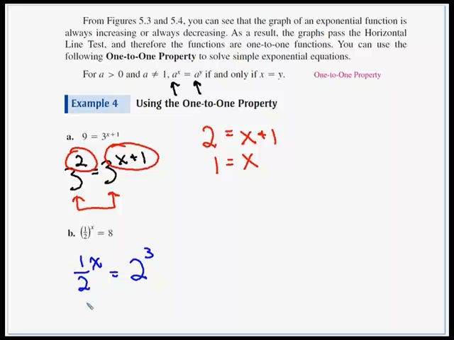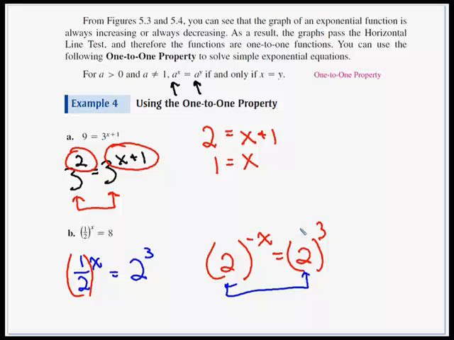Now, we do have a property here. If I have a fraction, and this 1/2 is a fraction, if I want to flip the fraction upside down, I negate the exponent. So I can turn this 1/2 over into 2 over 1, or just plain old 2, if I make the exponent negative. Now it's negative x, and that's equal to 2 to the third power. So here again I have the bases equal. 2 and 2 are the bases, so I can set these exponents equal. Negative x equals 3, and I multiply through by a negative and get x equals negative 3.